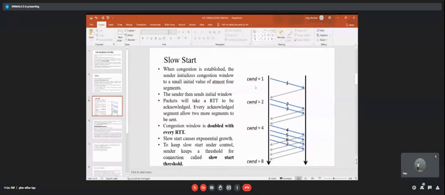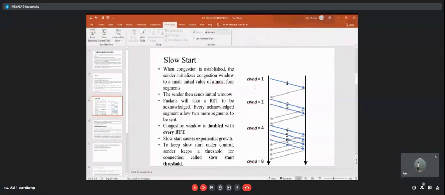Okay, so initially the congestion window size is 1. After it receives the acknowledgement for the first packet which is sent, then the congestion window will be doubled. Here you can see the congestion window is doubled with every RTT. Initially it is 1. The first packet will be sent and the acknowledgement is received for that. After that, the congestion window will be doubled. So here the slow start mechanism exponentially increases the congestion window. Every time it doubles the congestion window.